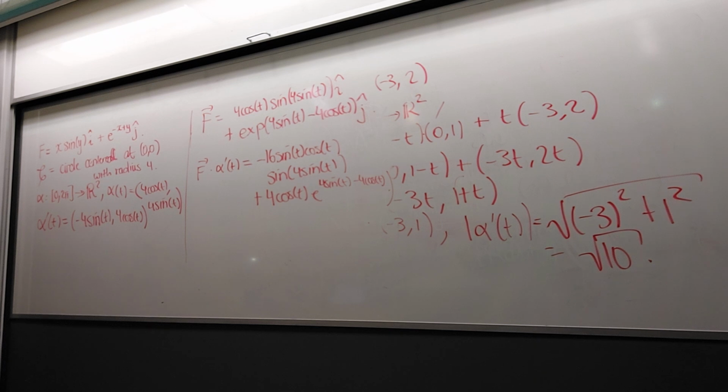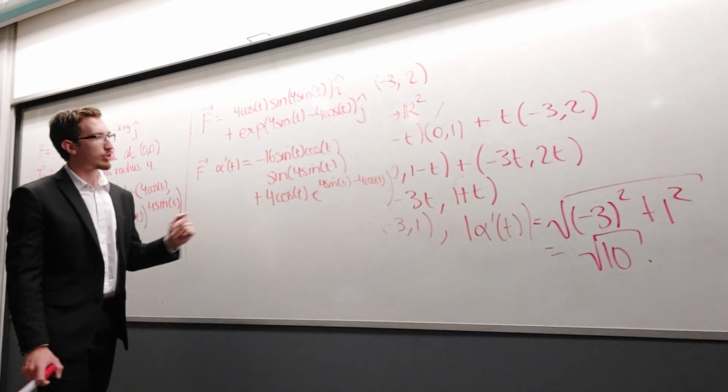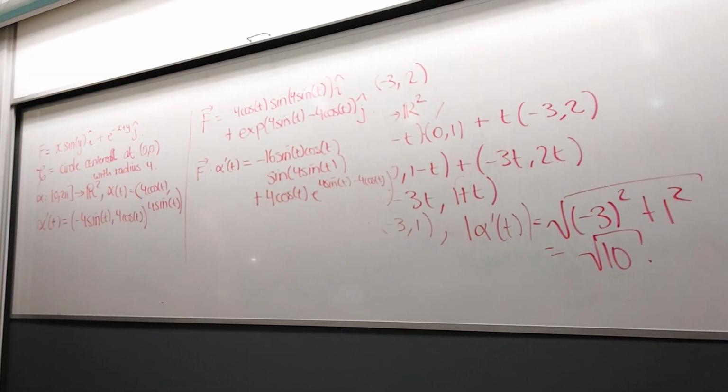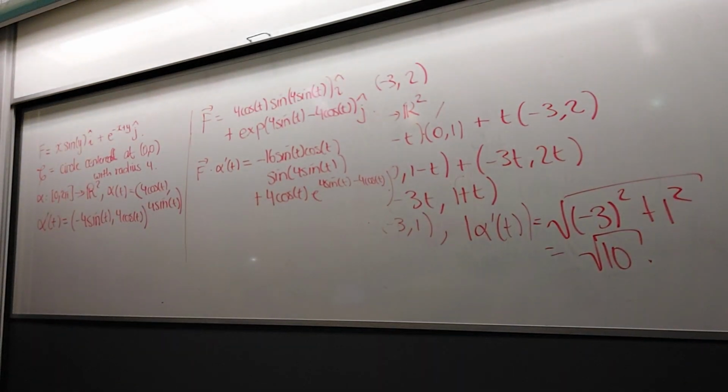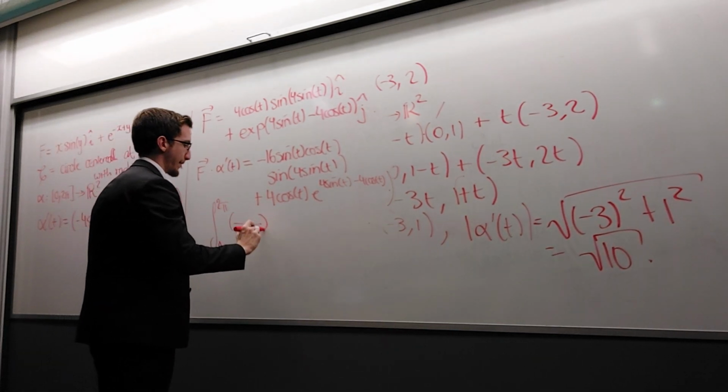I would like it to be much more transparent. I just haven't bothered to think about it. Okay, so we now have this. What do we do? Integrate from 0 to 2 pi.